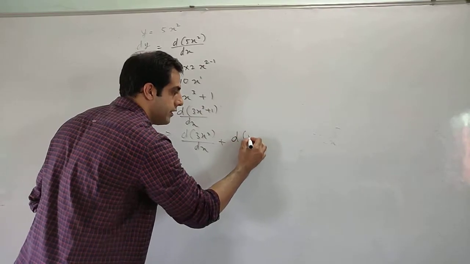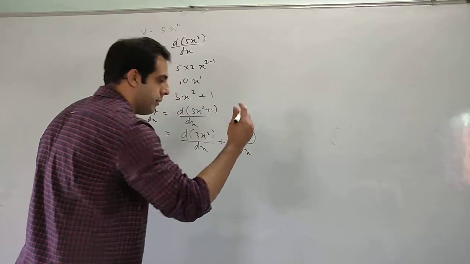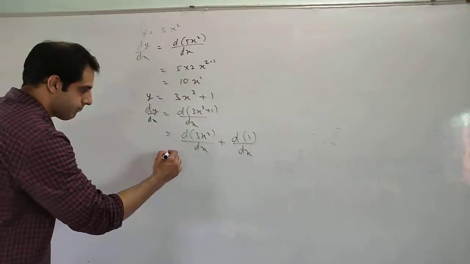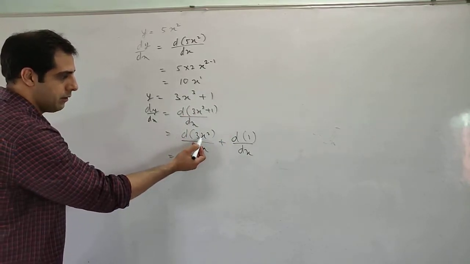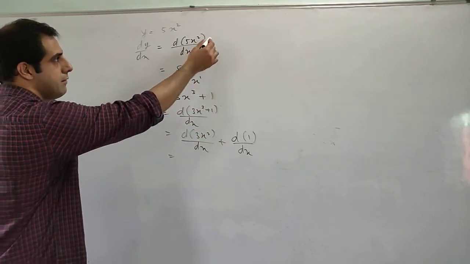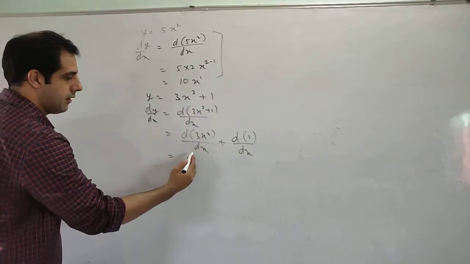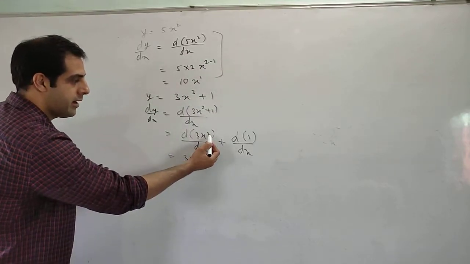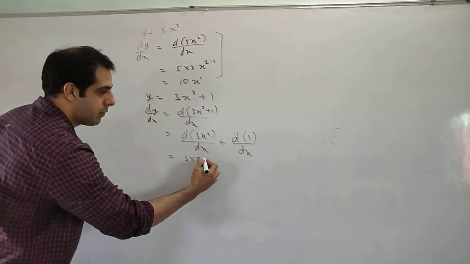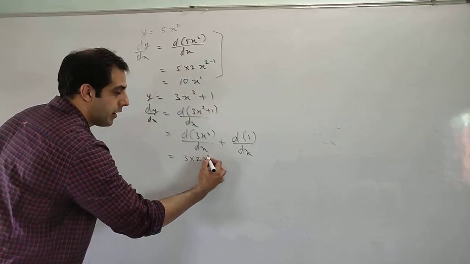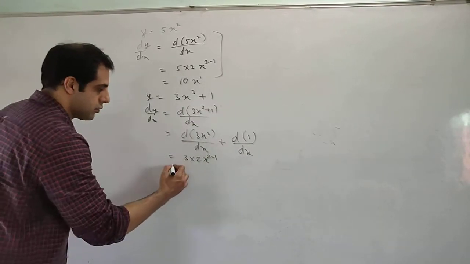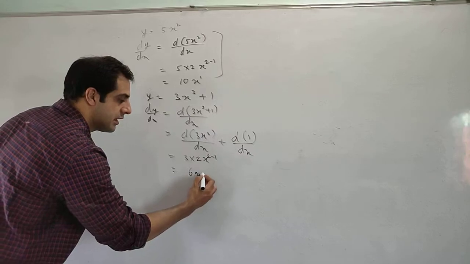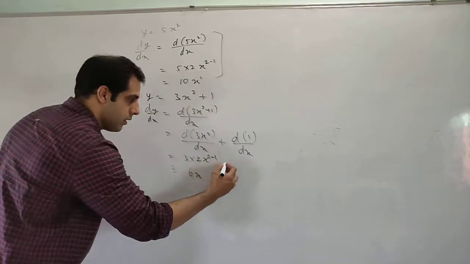Plus differentiation of 1 divided by dx with respect to x. First we will differentiate this in the same way we differentiated this. 3 multiplied by 2 will come here, power will come down, x, power will be reduced by 1. Okay, so this will come out to be 6x to the power 1.